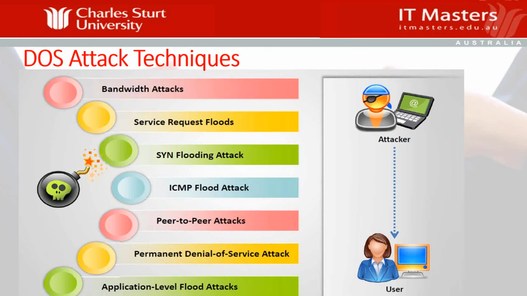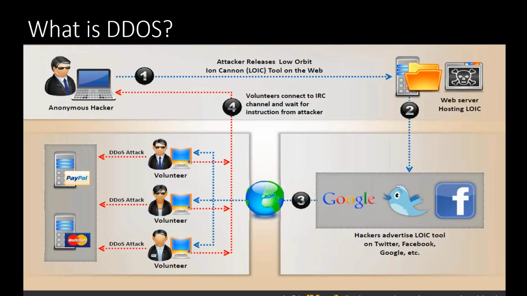DOS can be a bandwidth attack, a storage request flood, string flooding, ICMP, P2P, permanent DOS attack, which usually anonymous users do. And we also have application flood attacks. We're not going to talk too much about it because this course is not going into details of that. Again, my blog or Wikipedia has lots of information about this. So don't worry about the terminology. It is just there.